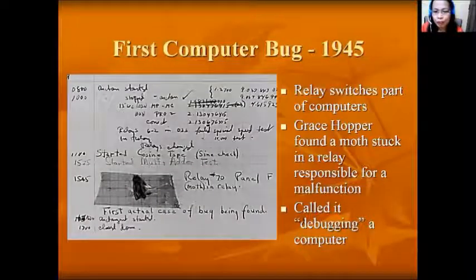So the first computer bug was identified in 1945. Relay switches were part of computers. Grace Hopper found a moth stuck in a relay responsible for a malfunction. She called it debugging a computer. So that's the history of debugging, okay? It started in the year 1945.